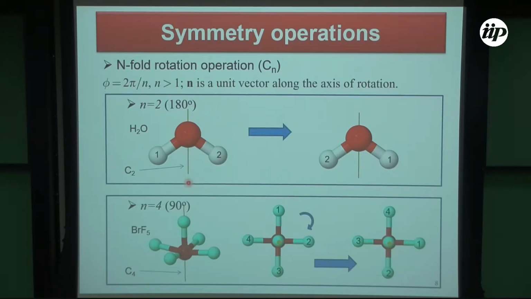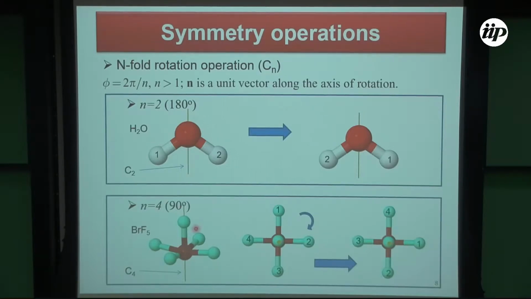We call this a C2 axis. The name comes from the angle of rotation: you divide 360 by this angle, and then you have the number 2 in this case. If it was 120 degrees, in a C3 rotation, it's 360 divided by 120. Then this is a C2 rotation. We can have a C4 rotation, which is 90 degrees, and so on. This is the C4 rotation.